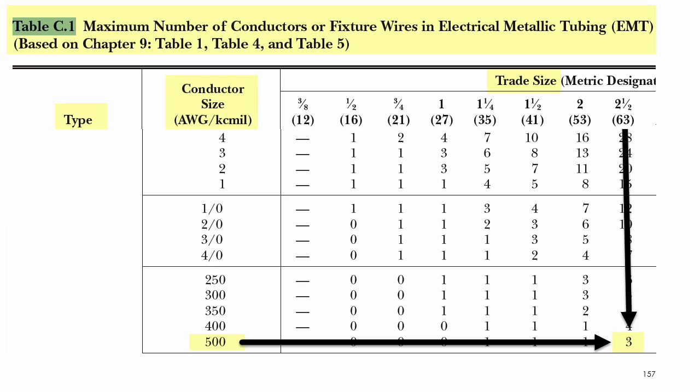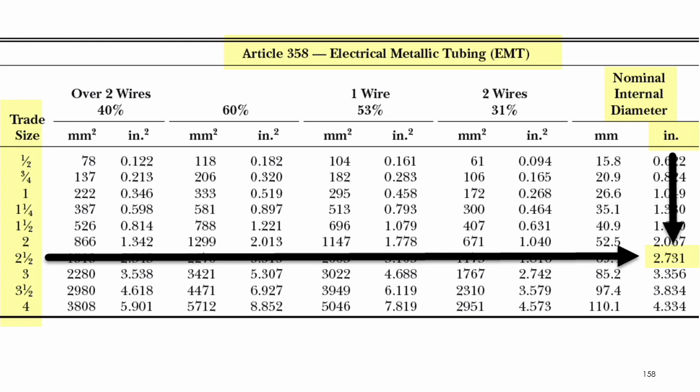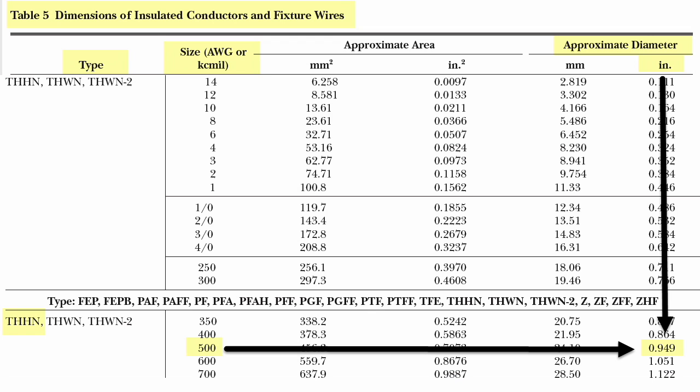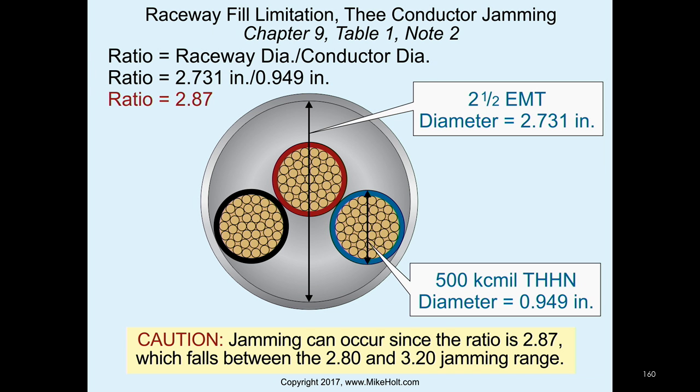Yep. 3. Okay, once I do that, let me find out what the diameter of the raceway is. 2.731. Let me get the diameter of the conductors. 0.949. Let me do the calculation. 2.82. So in this case, we probably want to put what? A 3-inch raceway. Especially if it's going to be a long run, because you already have the friction and all the other things. So that's a great example to work it out.